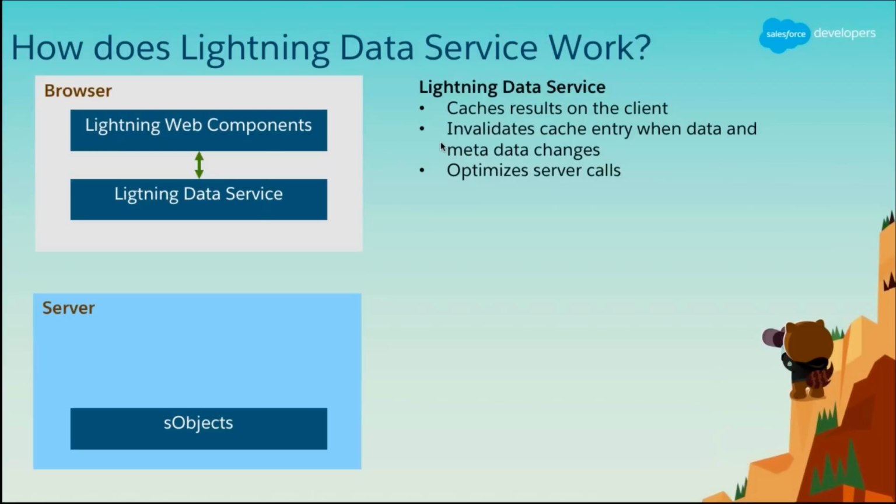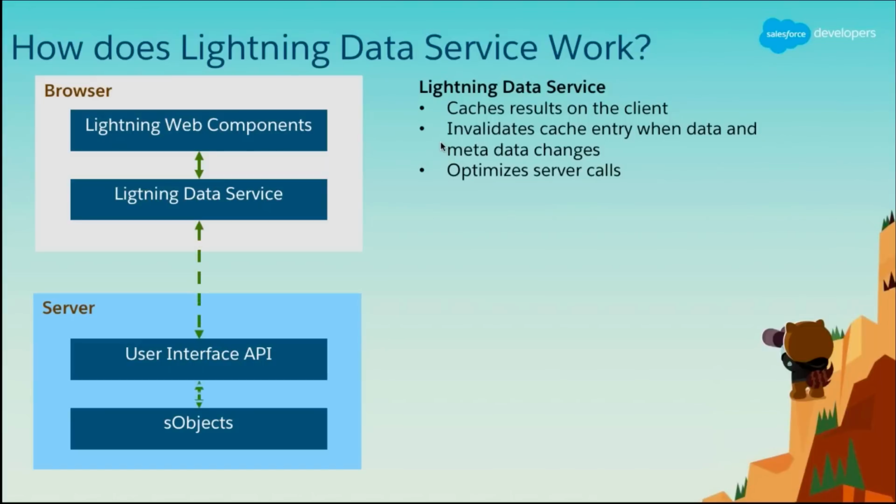And not only that, Shashank, it in fact optimizes the server calls. When we make a request to the server, it sees if it can be bulkified. It's all done by the Lightning Data Service. And then it also dedupes the request. It will not send the request again if it's already sent once. And this Lightning Data Service heavily relies on the User Interface API to get the data from the sObjects.